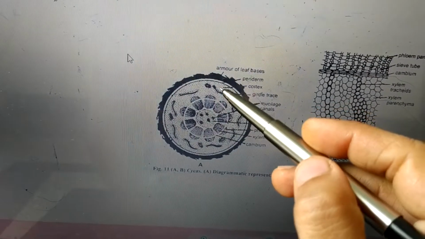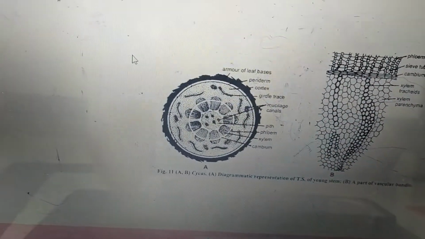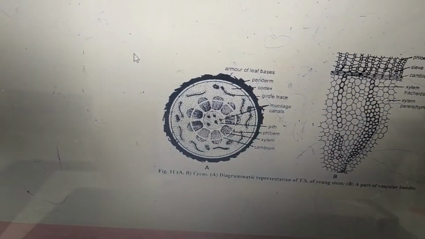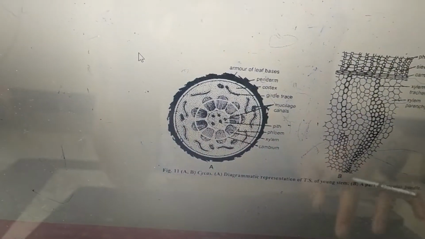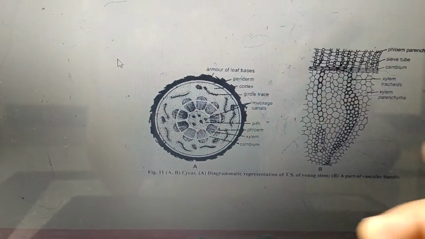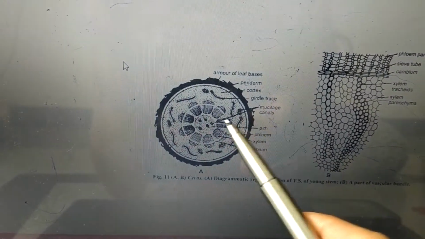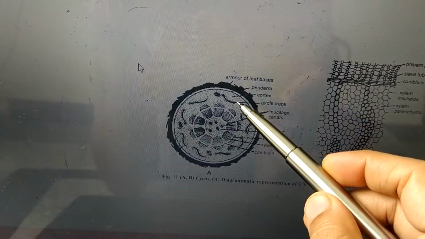Now inner to the epidermis, what we have is the cortex. Cortex is the wide zone in case of Cycas stem. It is made up of thin walled parenchymatous cells, and some cells are filled with starch grains, which act as a reserve food material, and it also contains various mucilage canals. Now these mucilage canals are being shown in the pith region. They are even present in the cortex.